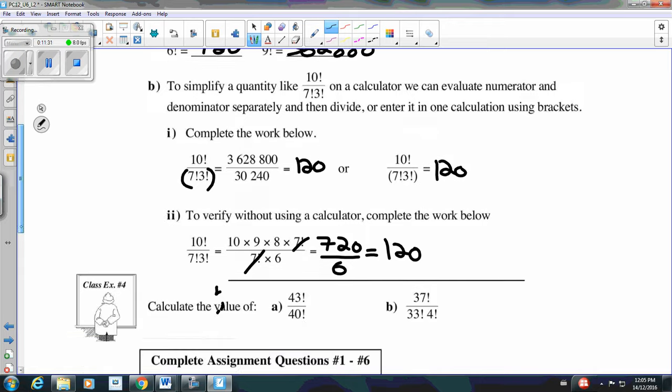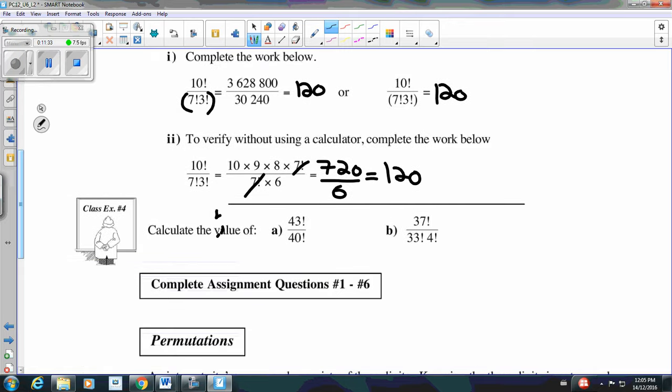So calculate the value. So we're just punching these into our calculator. You should get 74,046 here and 66,045 here. So those, just punching them in. Just make sure you put brackets if you got 2 together like in B.